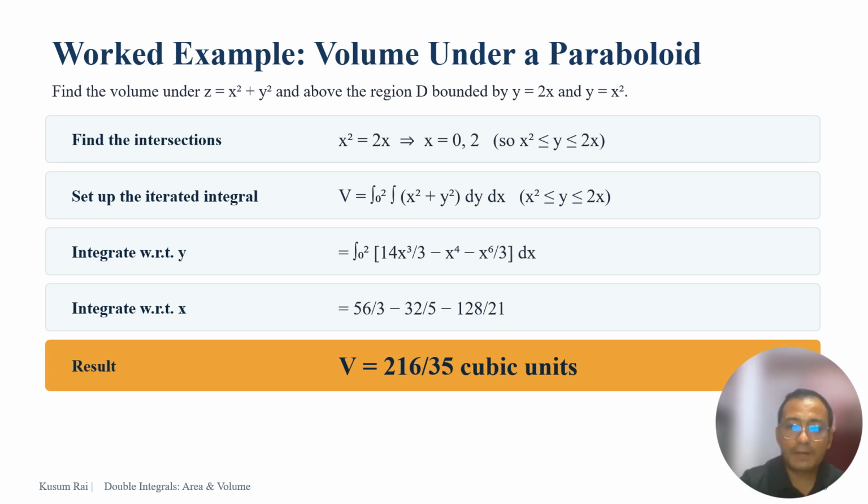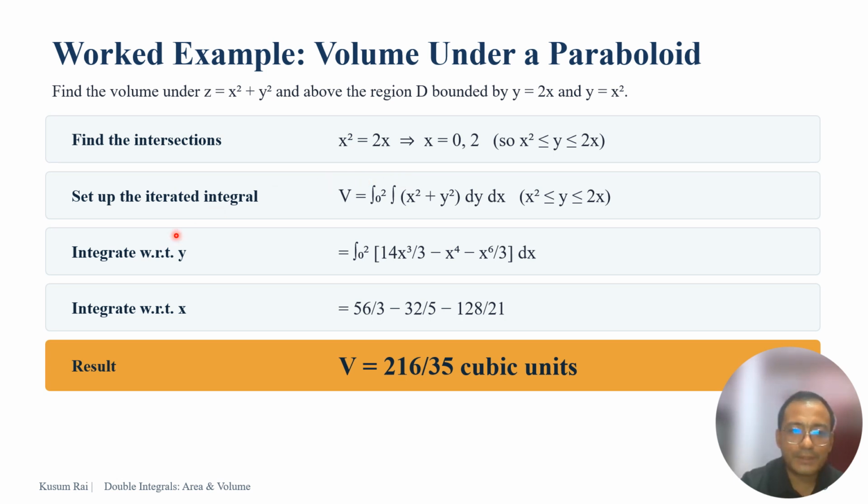Now, example: volume under a paraboloid. Find the volume under z equal to x squared plus y squared and above the region D bounded by y equal to 2x and y equal to x squared. Now by finding the intersection, x squared is equal to 2x, so the values of x are 0 and 2. It means y is greater than or equal to x squared and less than or equal to 2x.